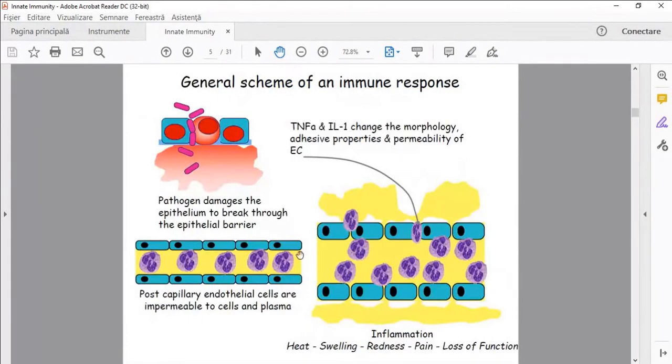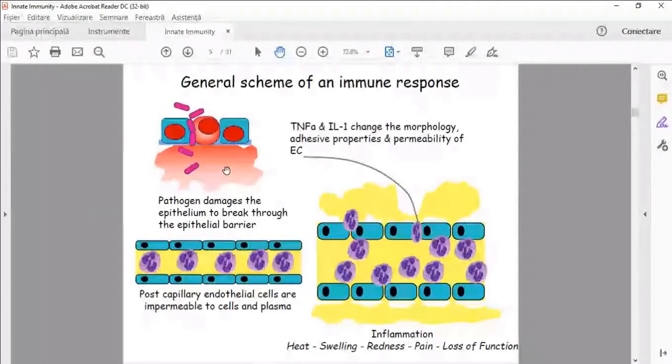Okay, so let's see what happens. As I told you before, in physiological condition, postcapillary endothelial cells are impermeable to cells and plasma, but in some pathological conditions, for example, when a pathogen succeeds to penetrate the epithelium layer and enter into the body, endothelial cells will be activated, and as a result of this activation they will be able to synthesize and secrete cytokines and chemokines.